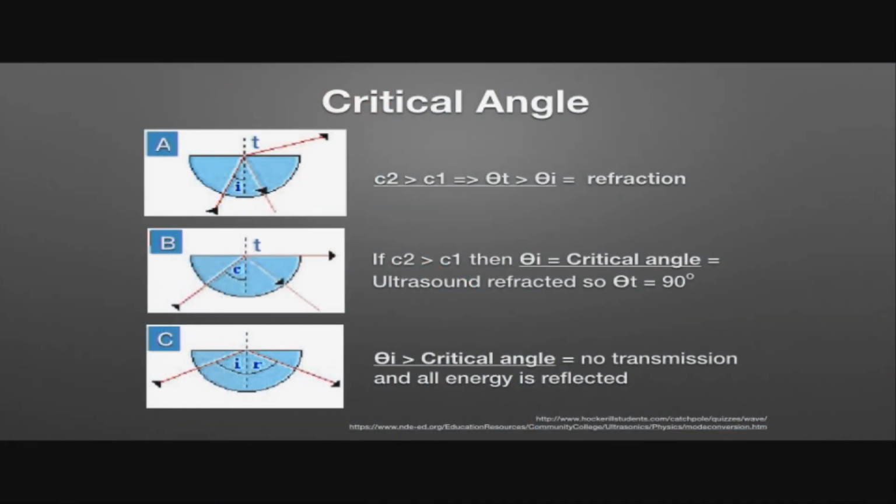If the propagation speed is higher in the second tissue than the first tissue, as we've just said, we know that the transmission angle is going to be greater than the incident angle. What's also going to happen is that we're going to get something called a critical angle. This critical angle is the angle where the refracted ultrasound, at the transmission angle, is going to be 90 degrees, as you can see in example B here.